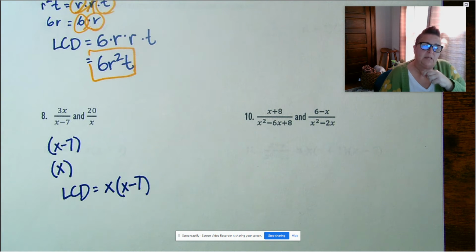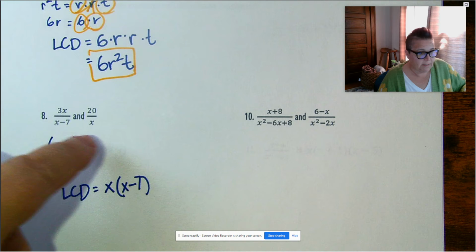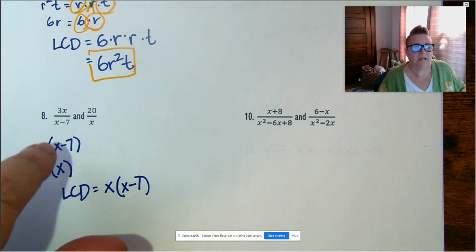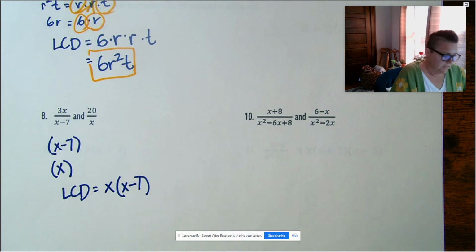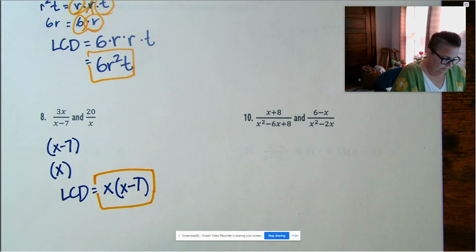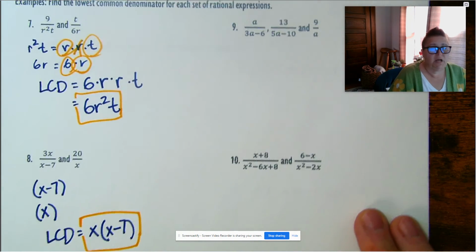So the only way I can create a common denominator here is if these two are exactly the same or if I multiply them together. So I've got an x minus 7 times an x. The LCD is x times x minus 7. All right. Let's try problem number 9.